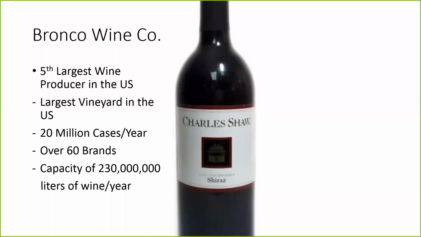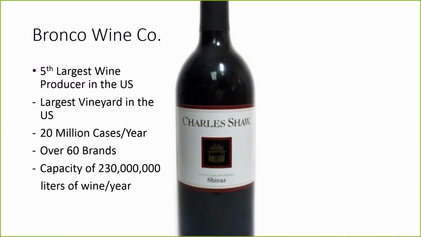So the next slide here, when you look at it, you see Charles Shaw Wine. Bronco Wine Company is the 5th largest wine producer in the United States. They are the largest vineyard in the United States. They bottle 20 million cases a year. They have over 60 brands. The capacity they have is 230 liters of wine a year. So when you convert that to 750 mil, that's basically 250 million bottles a year.